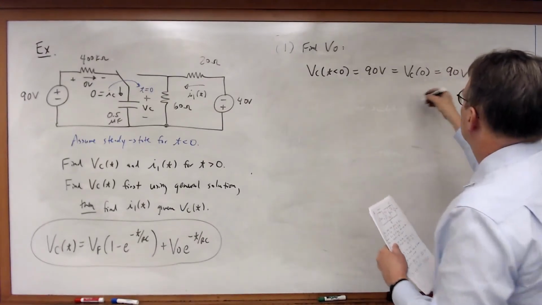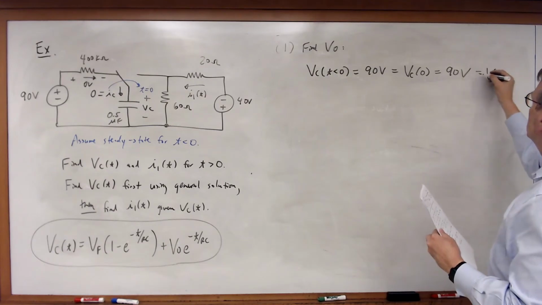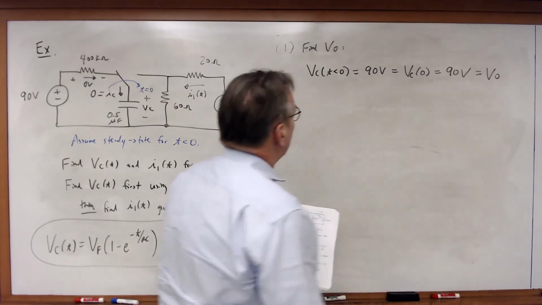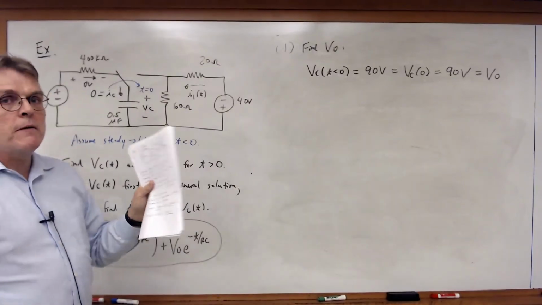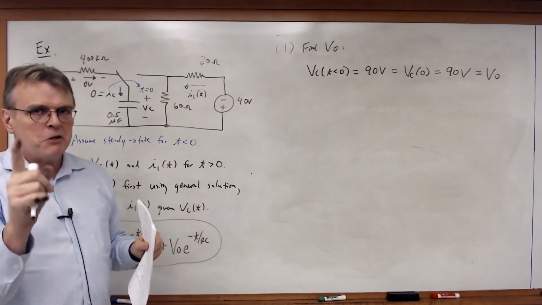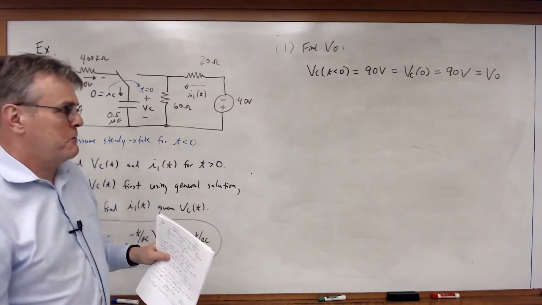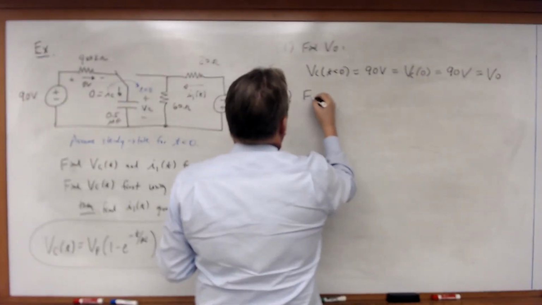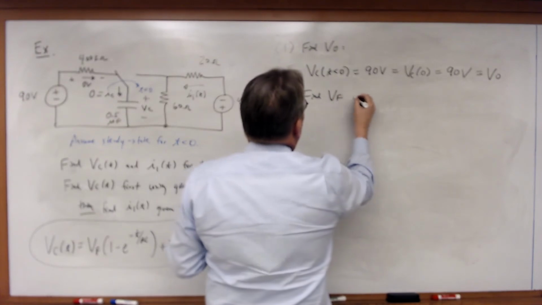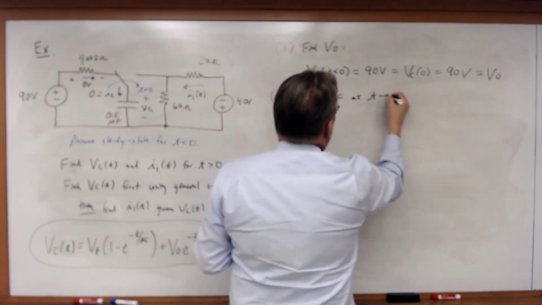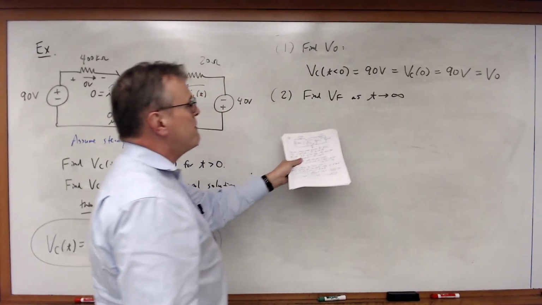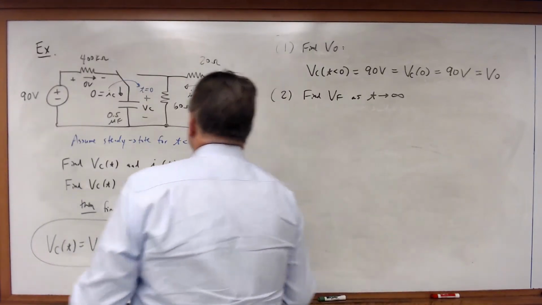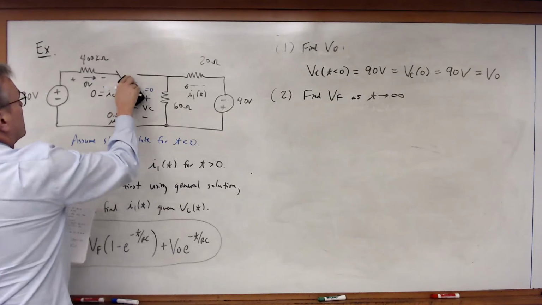So my initial condition is just equal to 90 volts. Okay, now, next I'm going to find the final condition. I'm not going to do tau yet. I'm going to do the final condition. So let's find Vf as t goes to infinity. So the switch has flipped over to the other side.